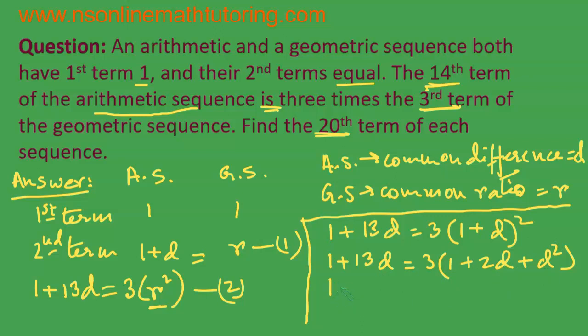So 1 plus 13D is equal to 3 plus 6D plus 3D square. And now we see that this is a quadratic equation involving the variable D, so we may find the numerical value of D.